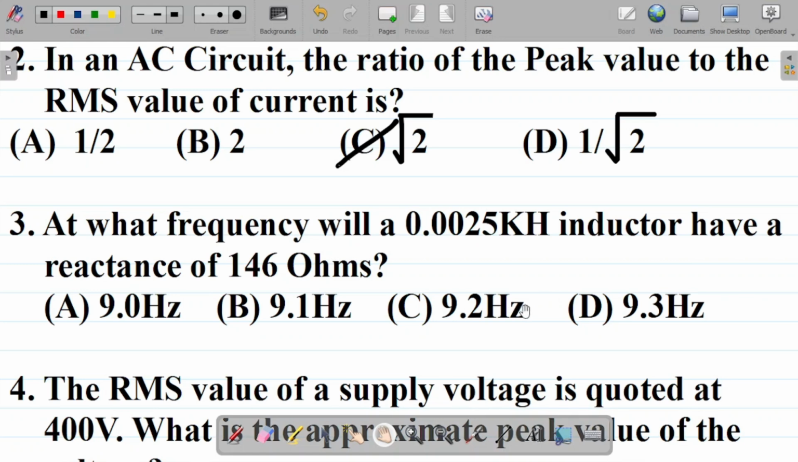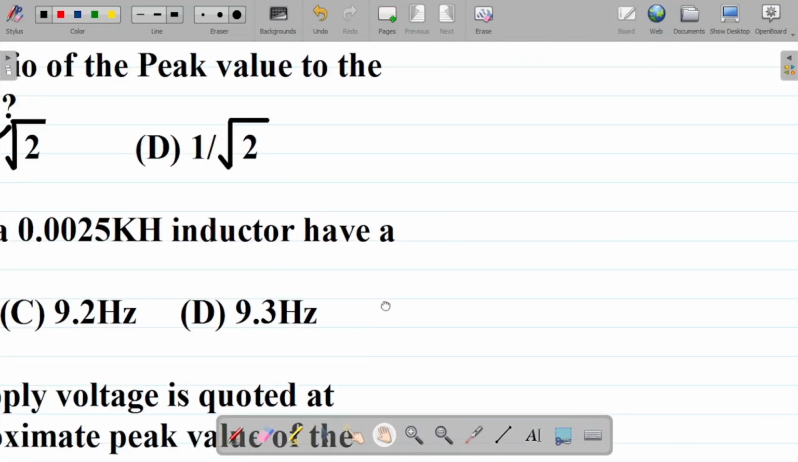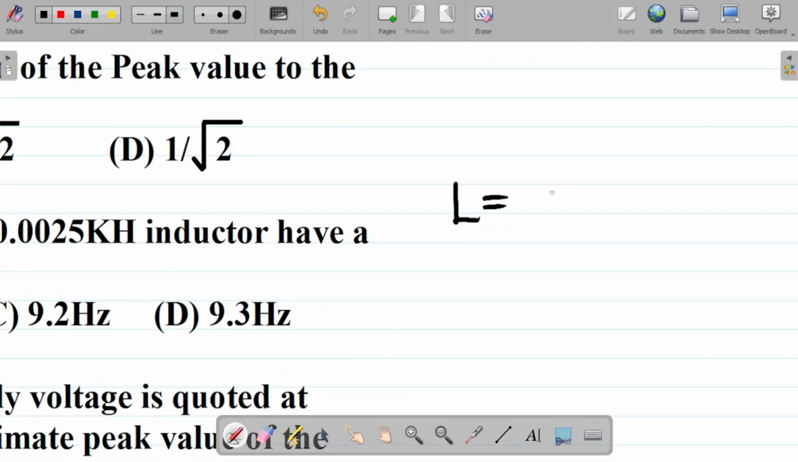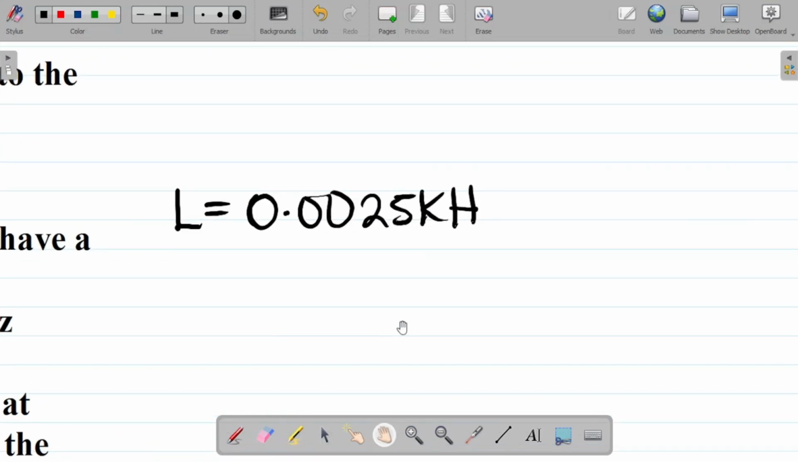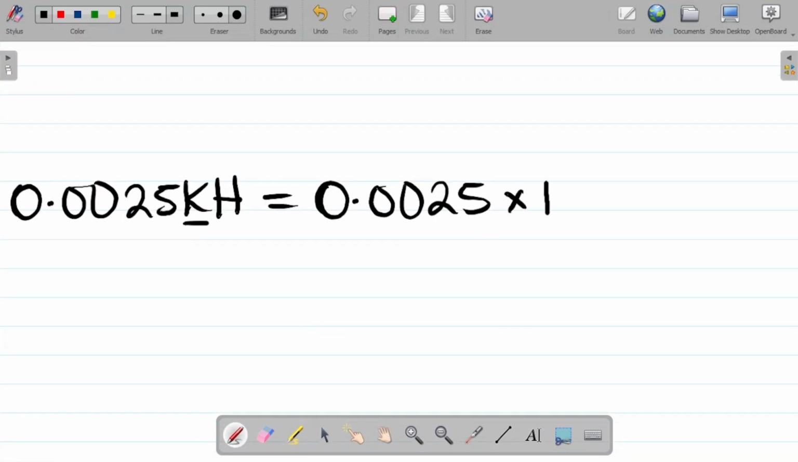First things first, let's list out the given parameters. They said at what frequency will this? You have 0.0025 kilo Henry, right? Henry is for inductance. So first you're given this inductance L equal to 0.0025 kilo Henry. That's your inductance. We'll convert this to Henry, and that will be equal to 0.0025. When you have kilo, kilo is simply times 10 to the power 3. All right, that's the value of a kilo. So know that K is simply equal to 10 to the power 3. That's it. Then you have Henry.